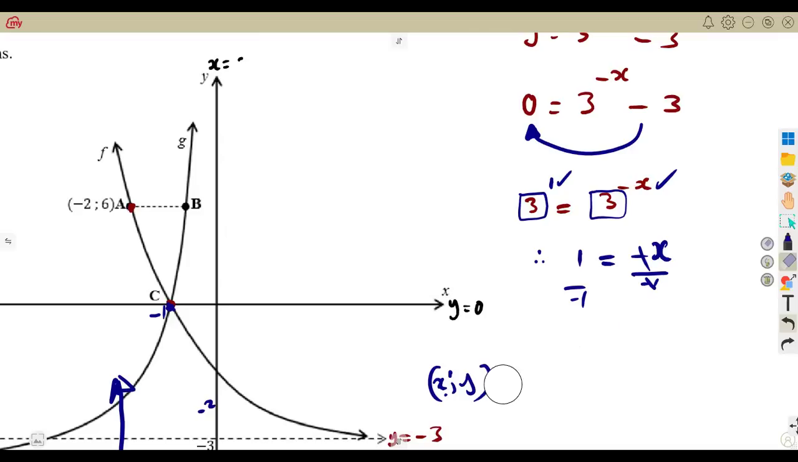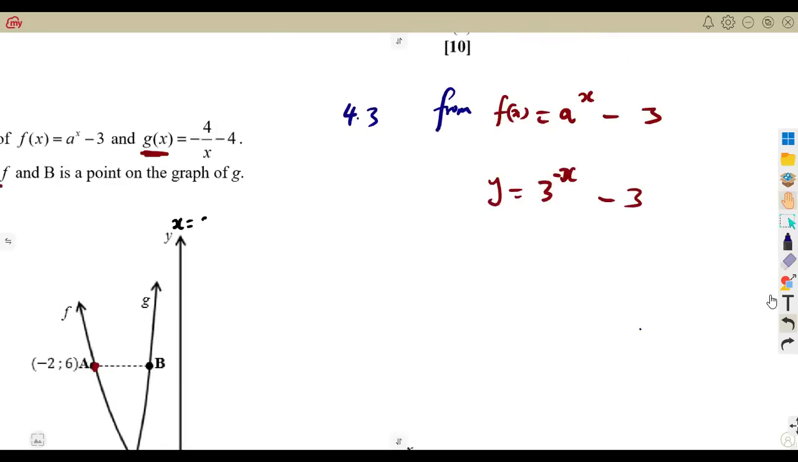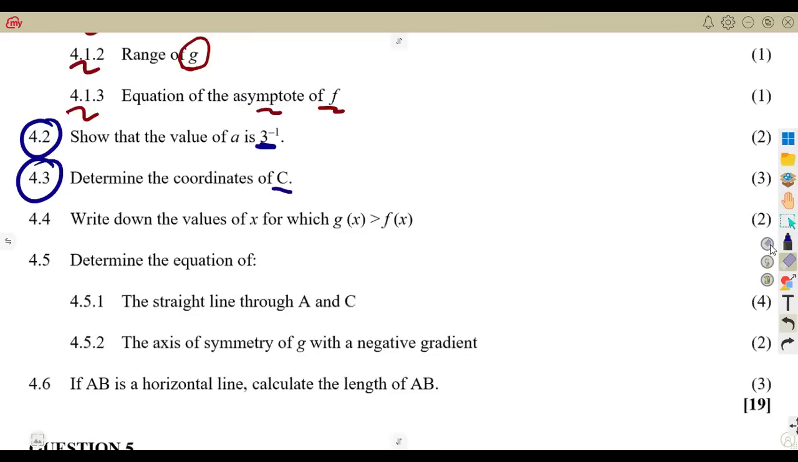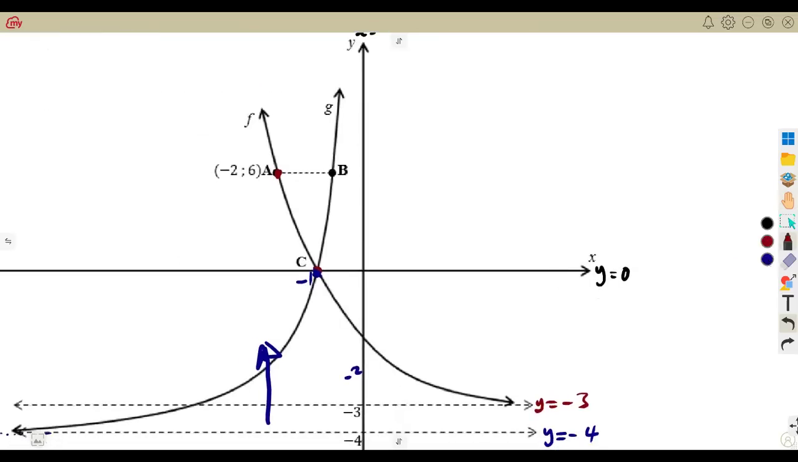Any way that you want, any part that you want, you can use that f because already you have the value of a. So you have that part of f. They can ask questions like that. Write down the values of x for which gx is greater than f of x. Gx is bigger than f of x, that is what they are saying there on 4.4.